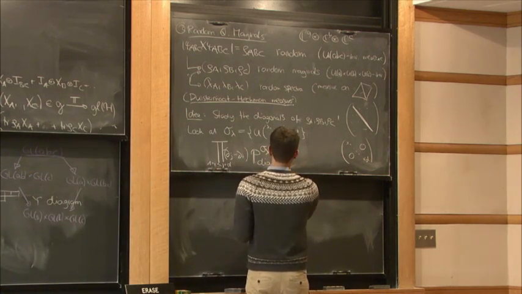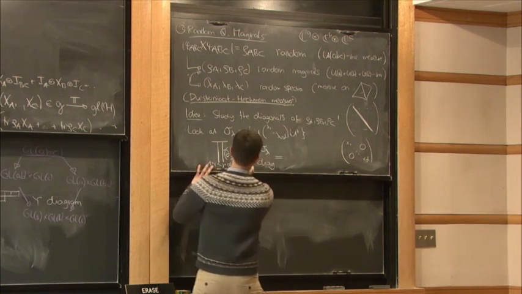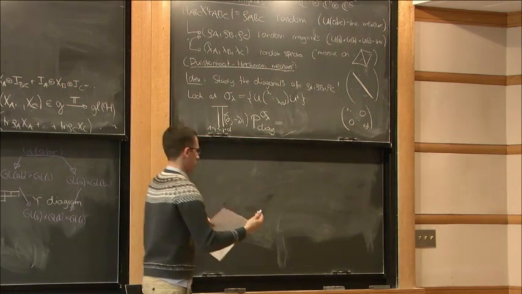Basically, I have this funny diagonal entry distribution, and then I take some derivatives of it.